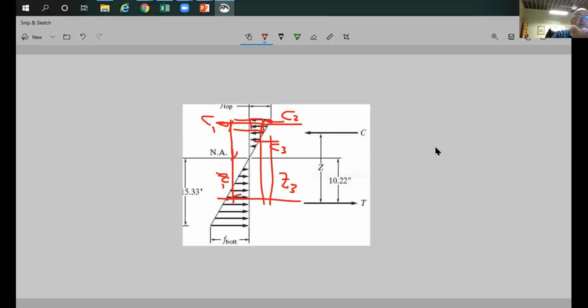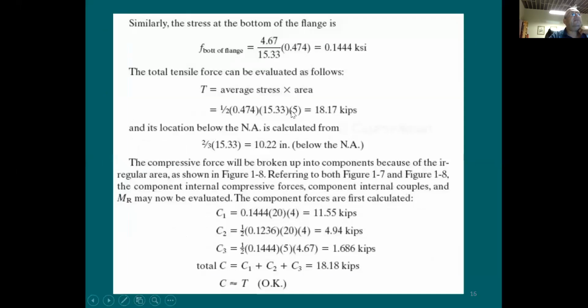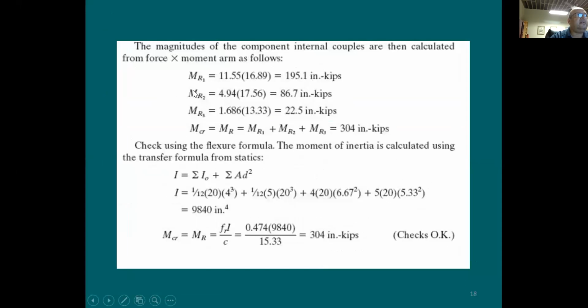Now how much is the moment? Total moment is going to be equal to C1 times Z1 plus C2 times Z2 plus C3 times Z3. So I need to find out this Z distance. Now this is going to be a geometrical problem that you should be able to solve. And then at the end, this is going to be your total moment. It is going to be Z1 times C1 plus Z2 times C2 plus Z3 times C3. It's going to be right here.